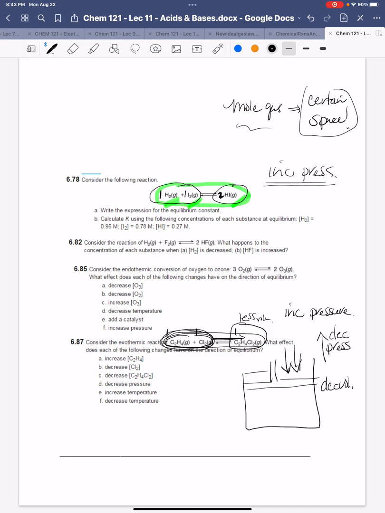So if I decrease the pressure, I'm going to increase the volume, right? And basically that means that now this gas can expand out. Another way to think about that is, as I give these 2 particles right here more space, it's less likely that they're going to collide with one another, and therefore the forward reaction is going to slow down. And so this is actually going to shift the equilibrium to the side with more gas.